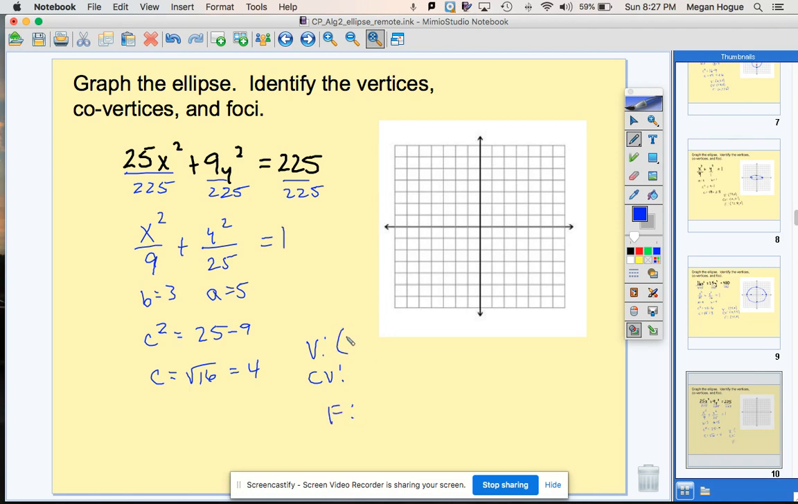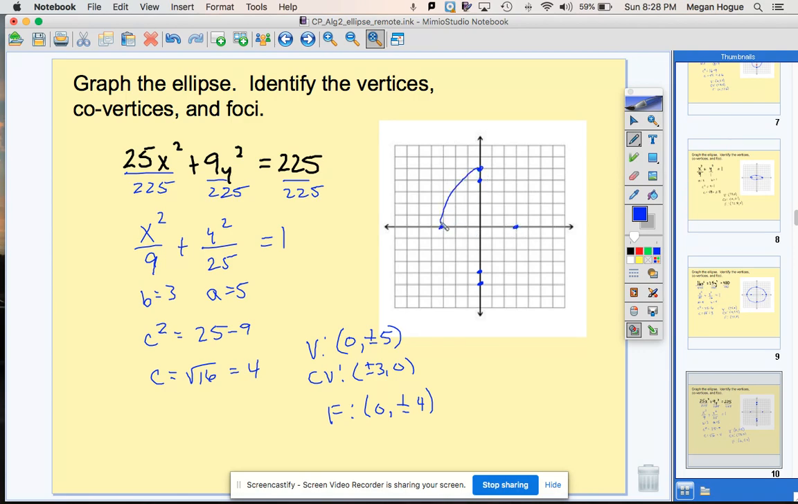So the vertices, it's under the y, so 0, plus or minus 5. That's going to be the trickiest thing, or what you're going to miss if you're going too fast, is getting that in the right spot. And then the rest fall into place, hopefully. Plus or minus 3, 0. 0, plus or minus 4. So 0, 5. And I know the foci is right under it. There's the foci, there's the vertex. There's one, and there's one.